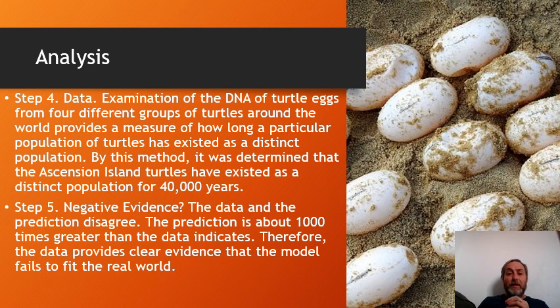So now we have to ask ourselves, does the data support, does it agree with the prediction or not? Well, no. The prediction was that this population started to separate from other populations of turtles millions of years ago, and the data says no, it happened about 40,000 years ago. So the prediction is about 1,000 times greater than the data indicates. Therefore, the data provides clear evidence that the model fails to fit the real world, and we stop at step 5.